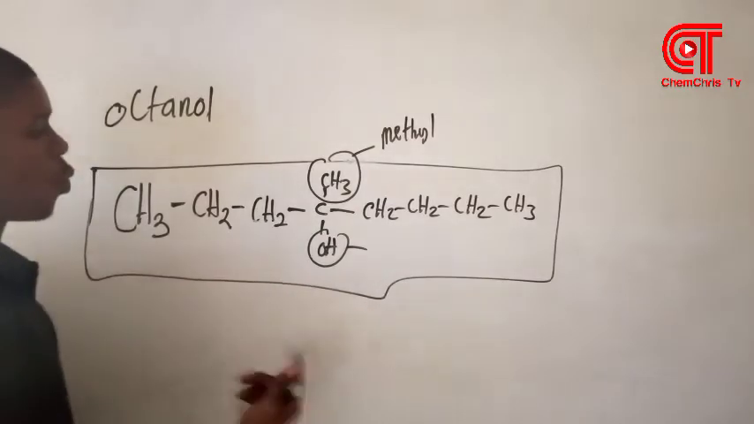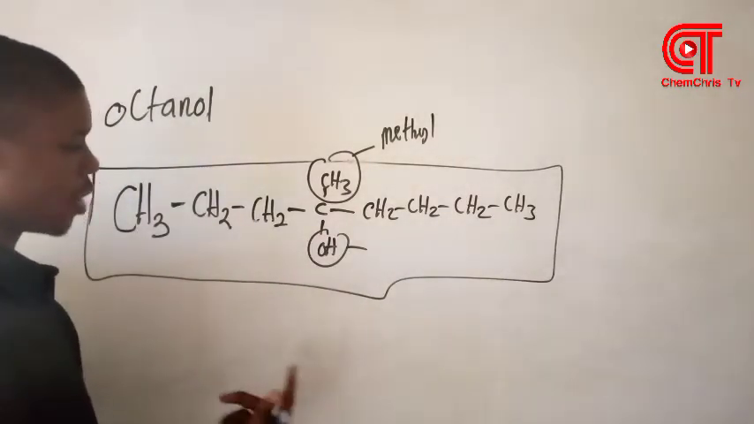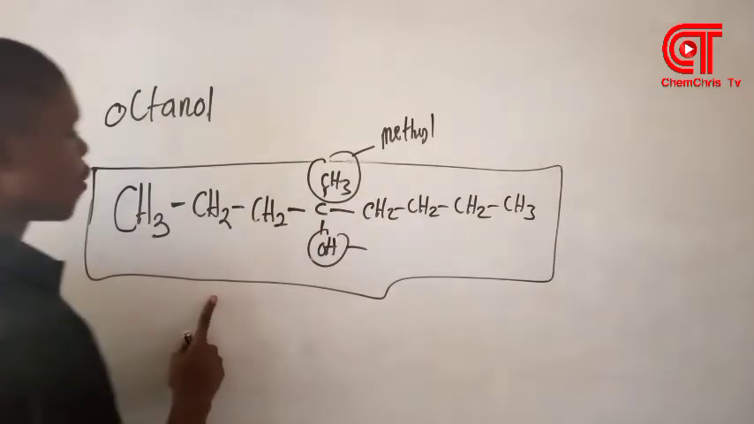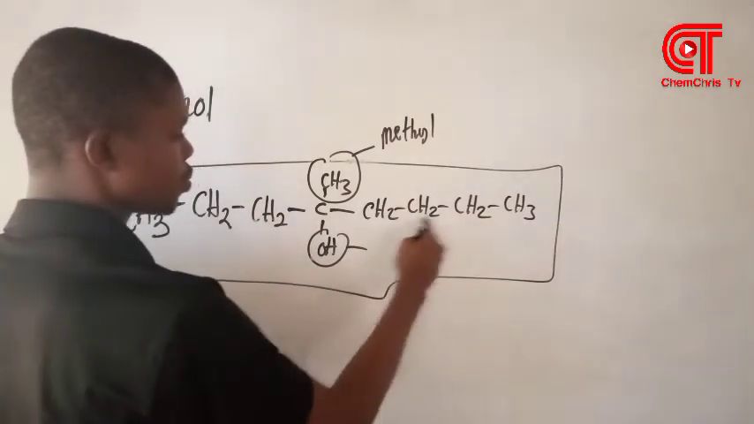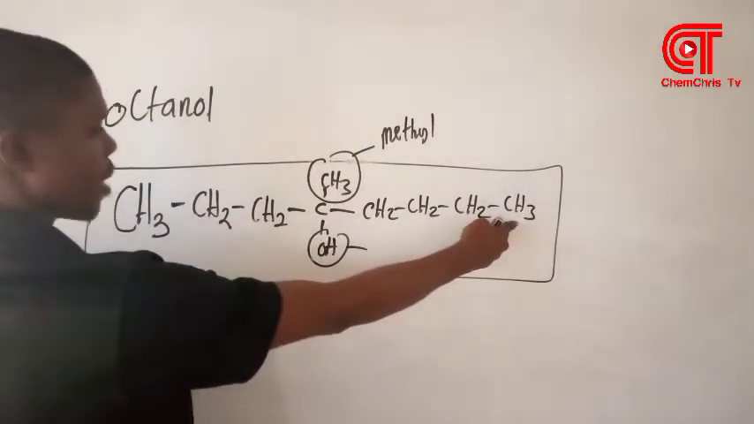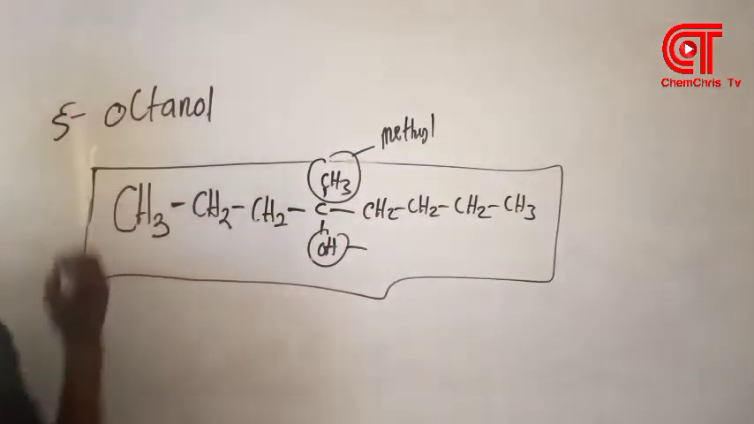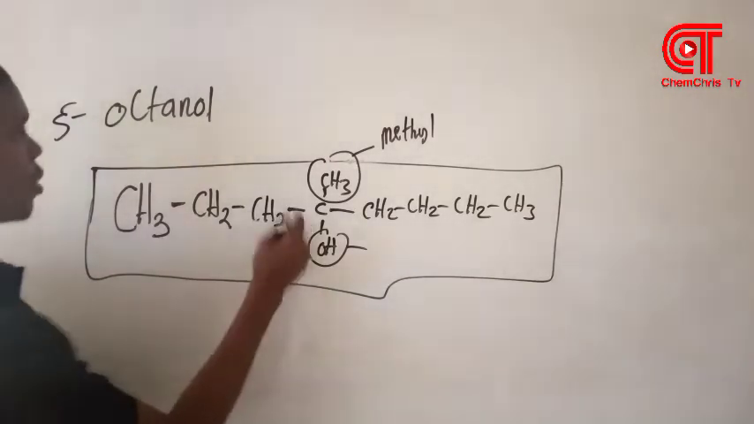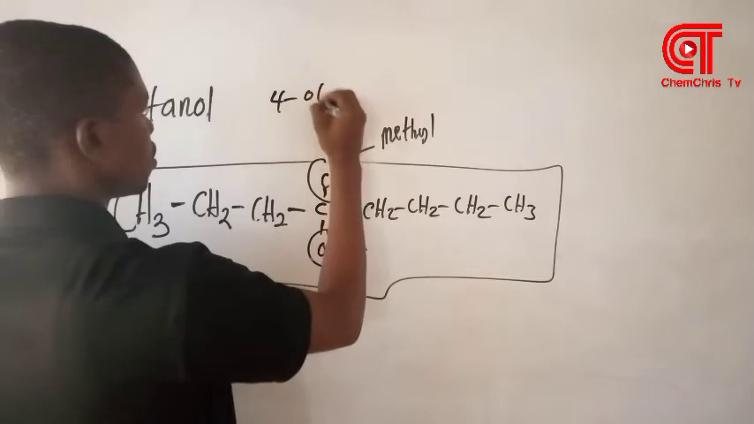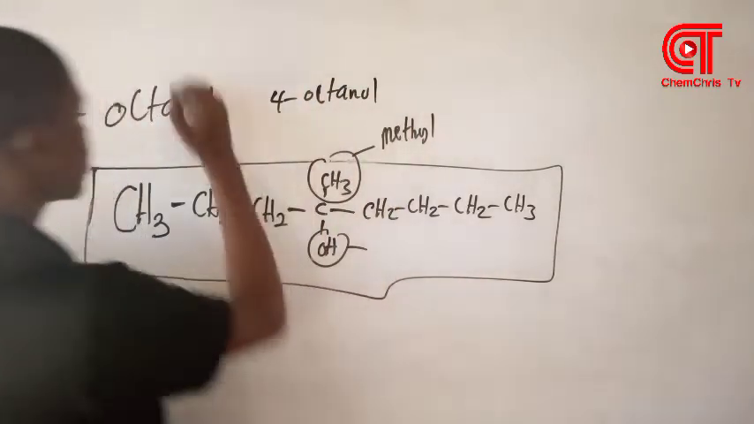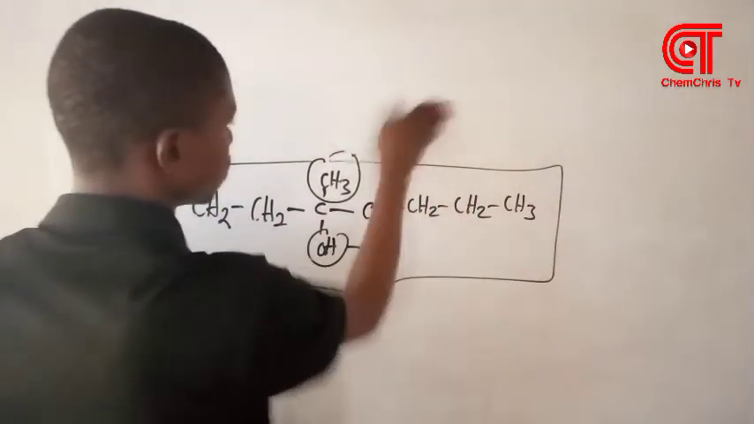Do you get that? Now, when I'm taking the position of the OH, which is the functional group, I don't care about this guy. You get? So if I start from here, 1, 2, 3, 4, 5, that becomes 5. Then when I start from here, we have 5, heptanol. Do you get that? But if I start from here, 1, 2, 3, 4, here we have 4, octanol. Of course, this is the right one.